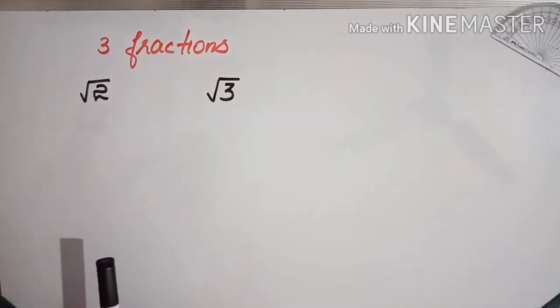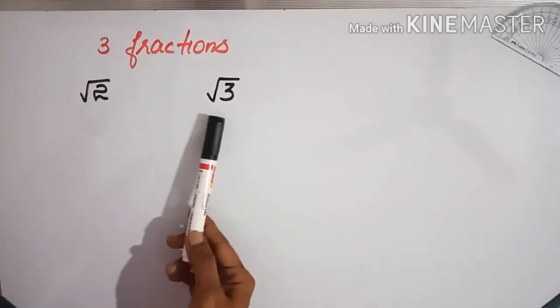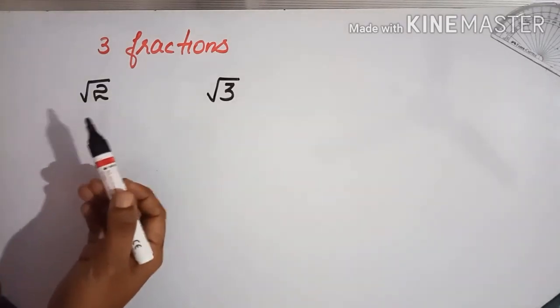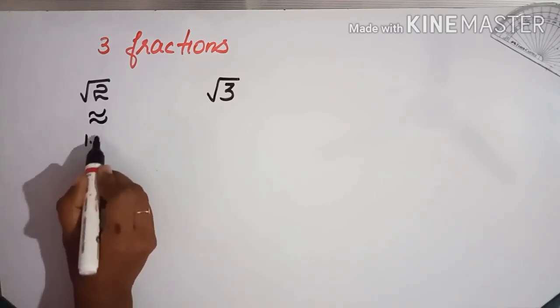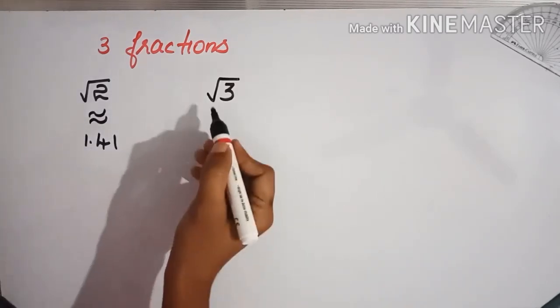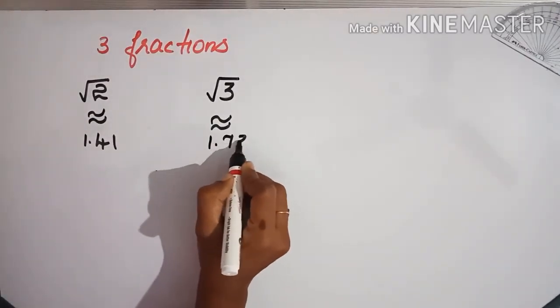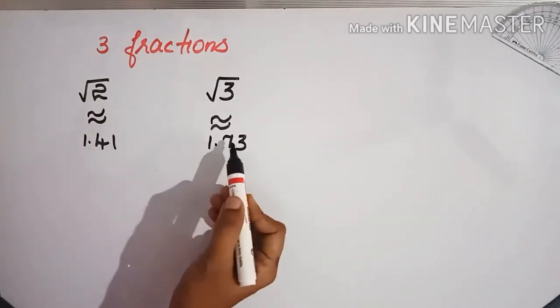Last question. Find 3 fractions larger than root 2 and less than root 3. That means in between root 2 and root 3 we have to write 3 fractions. So for that, what is the approximate value of root 2? It is approximately equal to 1.41. Now what is the approximate value of root 3? It is 1.73. Now let's write 3 numbers larger than this and less than this.